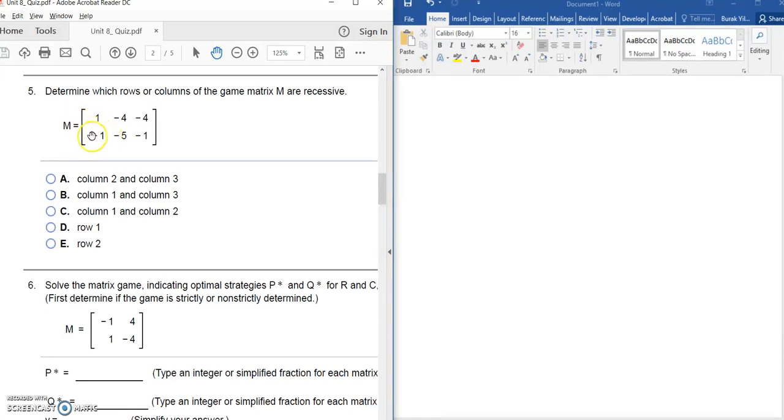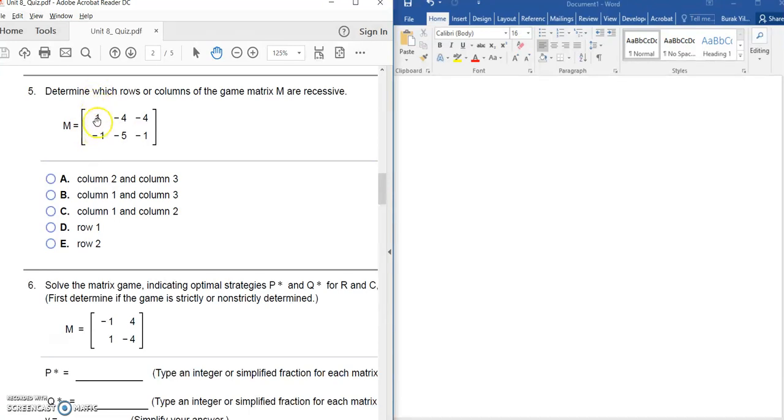So obviously -1 is smaller than 1. So we're going to see if row 2 is recessive. -1 is smaller than 1. -5 is smaller than -4. But -1 is not smaller than -4. So there are no recessive rows. So then we're going to work with columns.